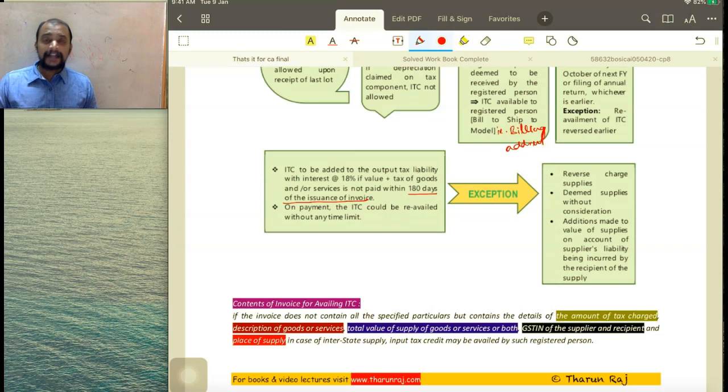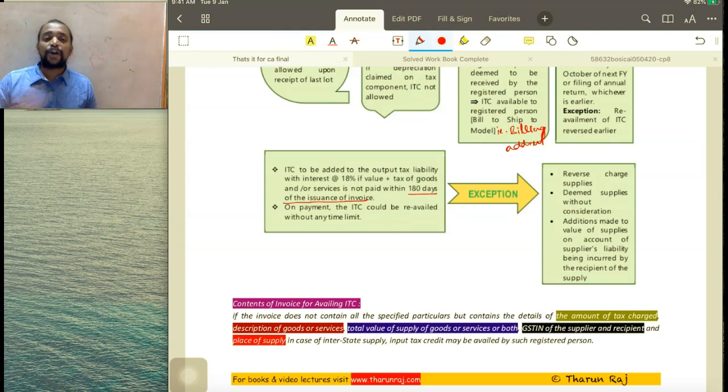And here, if the payment is made at a later point of time, can the recipient take the ITC? Yes, the recipient can take ITC as and when the payment is made to the supplier; whatever is reversed can be availed. But remember, interest cannot be taken as ITC. Only whatever is reversed as ITC can be taken. But interest paid cannot be taken as ITC.